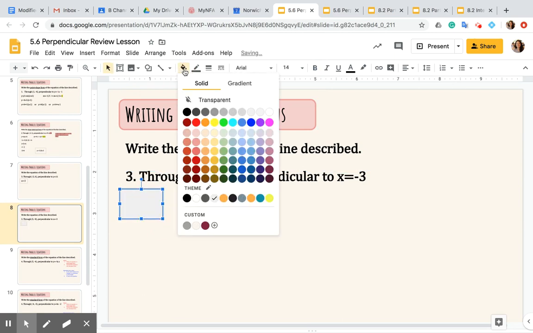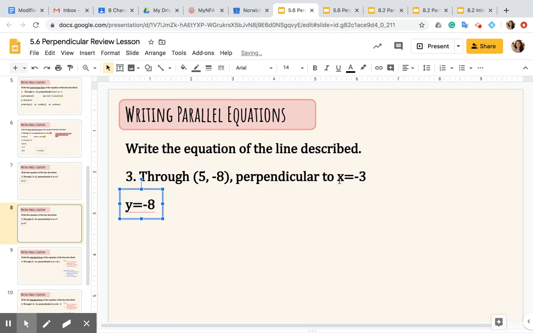So horizontal and vertical are very, very easy, so long as you don't start mixing them up with parallel. If you recall, for parallel, you give me the same type of equation. For perpendicular, you give me the opposite.